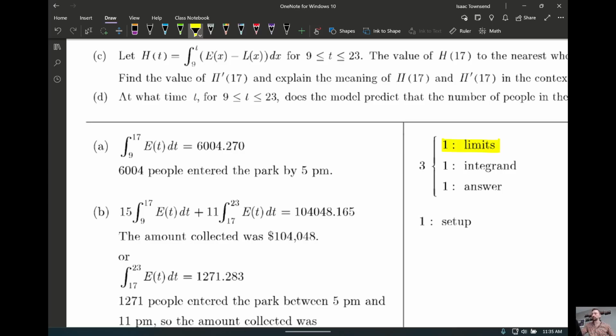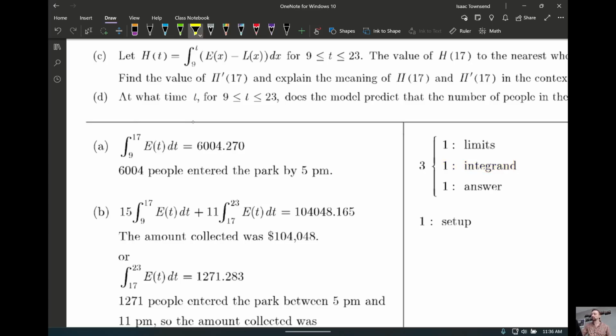So they give you 1 point for the limits if you did 9 to 17. It's very easy to say 0 to 17 because that's usually what it is. But in this question, it said that it started at t equals 9. So give yourself a point if you had that correct. 1 point if you had the integrand correct, which would be that you were integrating e of t dt.